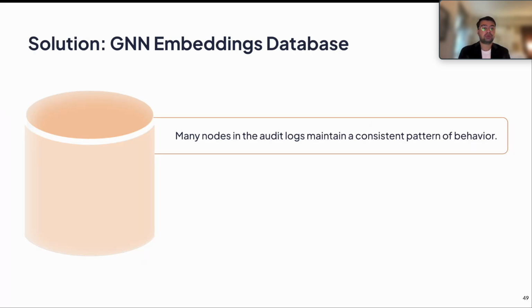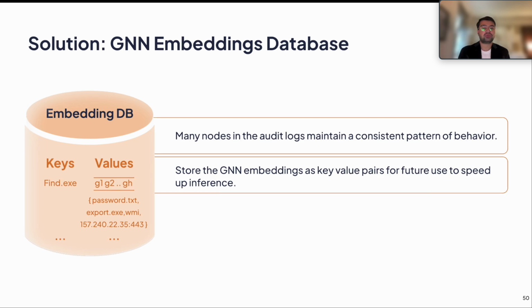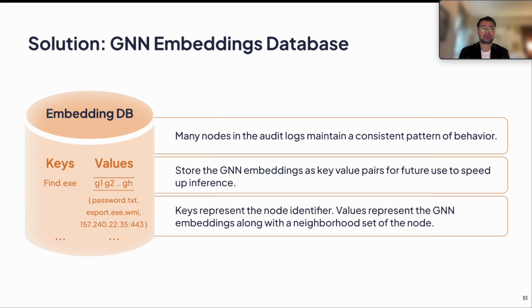So our solution to this is the GNN embedding database. Many nodes in the provenance graph maintain a consistent pattern of behavior, meaning that their graph structure remains static over various execution runs. So we can store the GNN embeddings for these nodes as key value pairs to speed up inference. The keys in the database represent the node identifier and the values represent the GNN embedding along with the neighborhood set of the node.